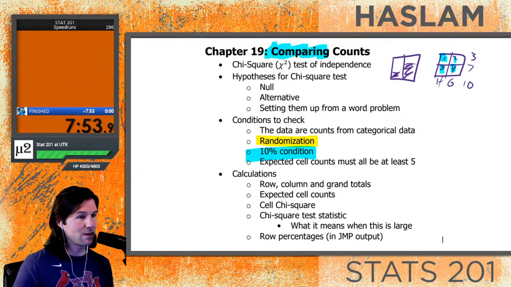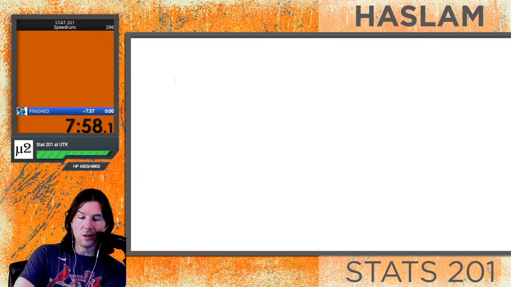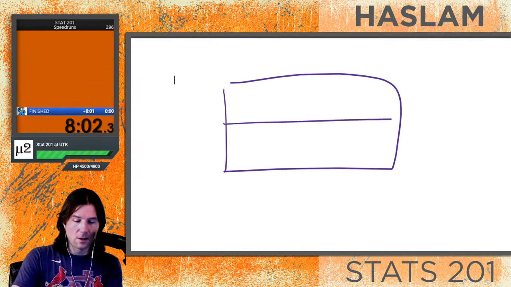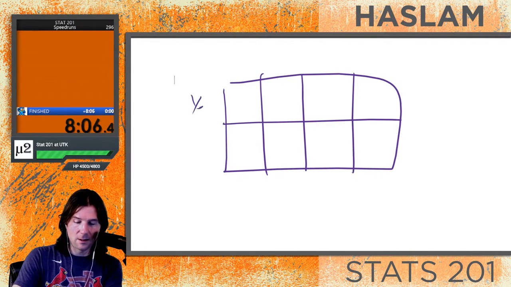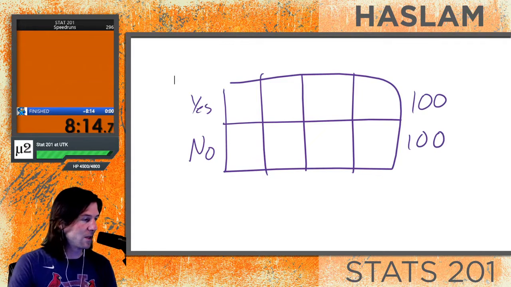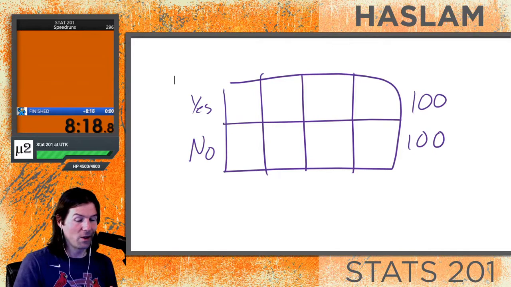So what is an expected cell count? Let's talk about this. In our sample of UT students, let's make up another set of data right here. We have yes and no. Let's say 100 students own pets and 100 students don't own pets. Does that make sense? Pause when we get to condition 3 because it's going to change. It depends on what you're doing. Great job right there, Kaylin.